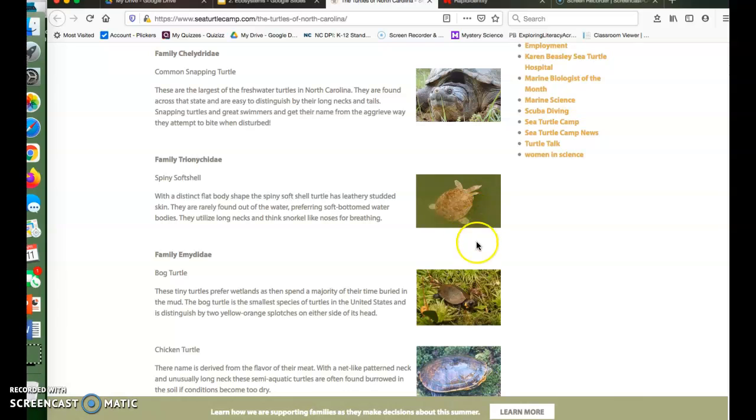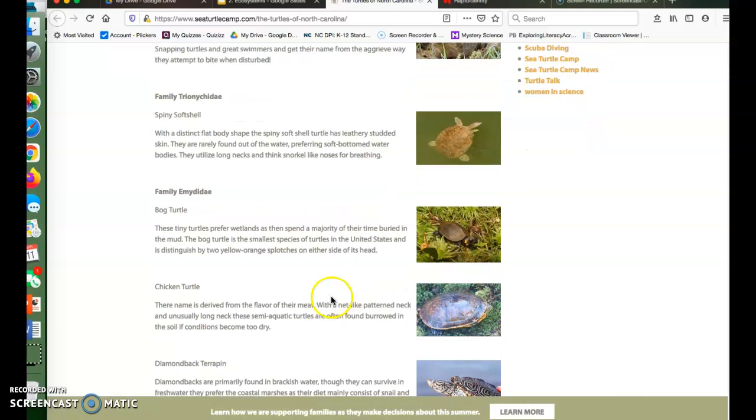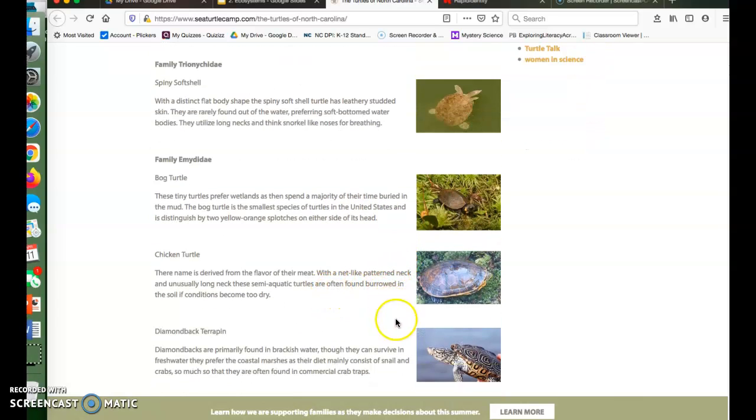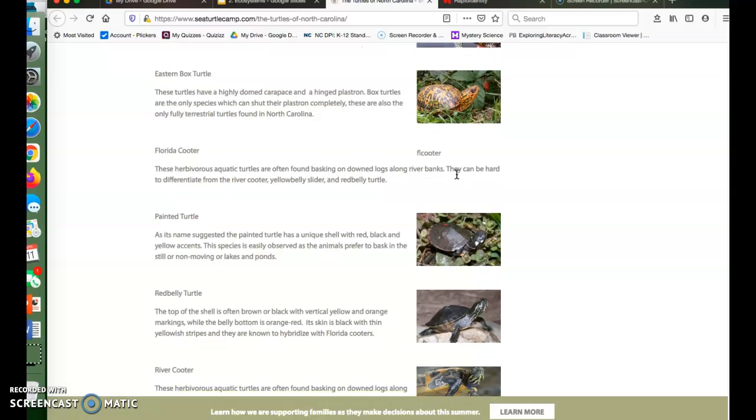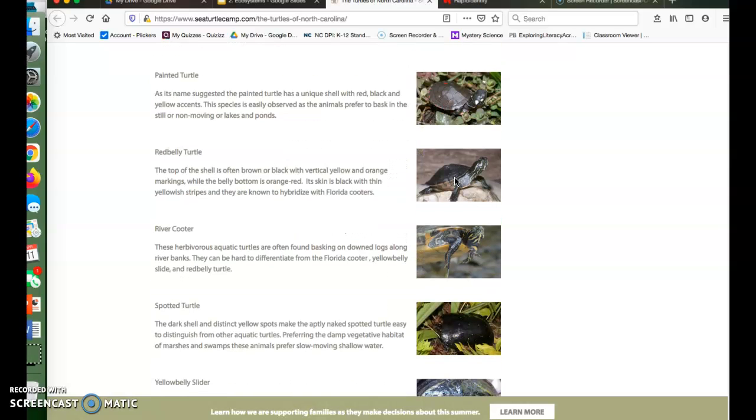We've got other kinds of turtles like this bog turtle right here. Chicken turtle, never seen before in my life. I've also never seen this diamondback turtle, but I wish I had. They look pretty cool. Eastern box turtle, which we'll talk about in a little bit. Remember, those are the ones where their front snaps up so they actually shut themselves in, their heads. Painted turtles are really common. Red belly turtles, if I've ever seen it, I didn't really know.